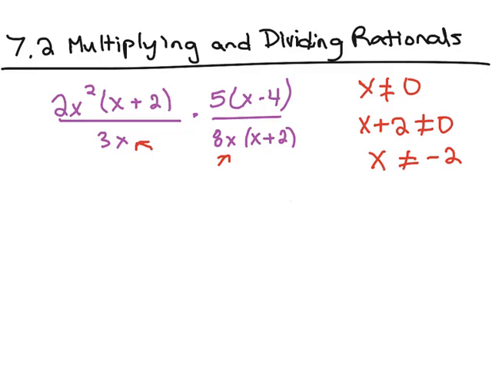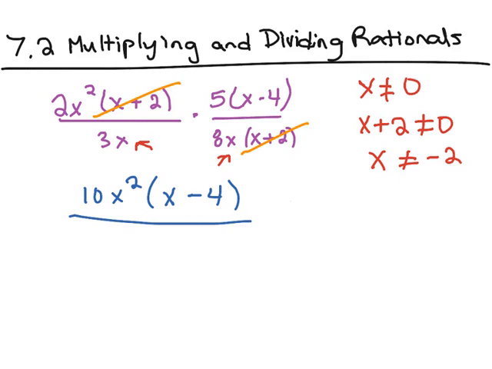And before we do that, if you have any terms on the top and on the bottom, they will cancel each other out. So this x plus 2 and this x plus 2 are both going to cancel. So now we can multiply across. So we have 10x squared times (x minus 4) over 8 times 3 is 24x squared. Now we're going to simplify.